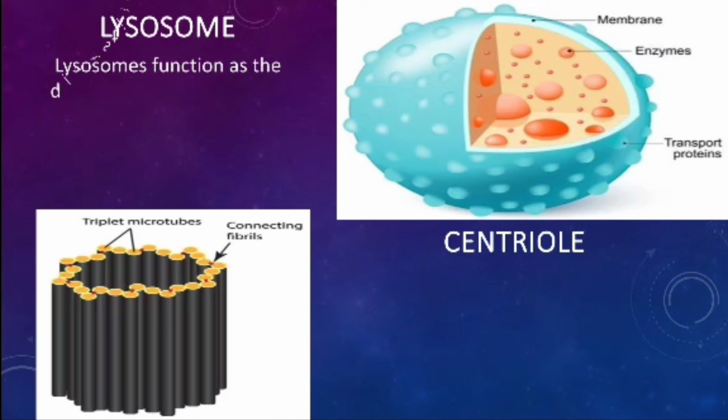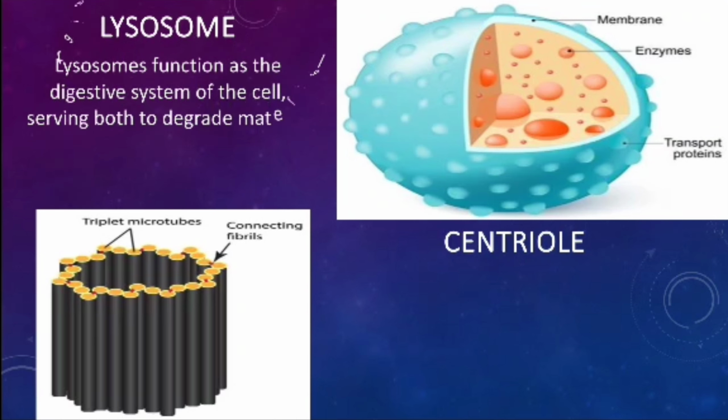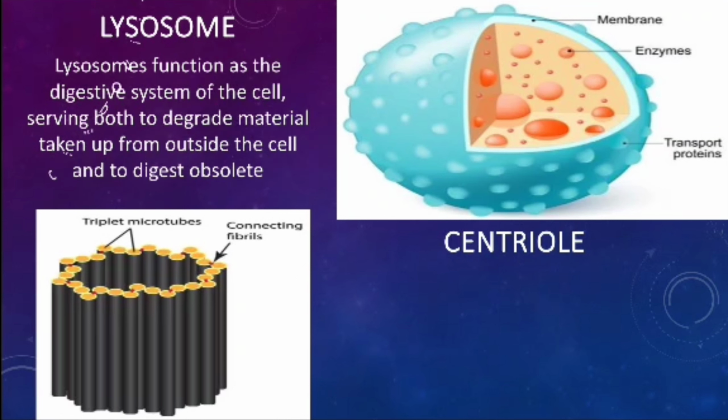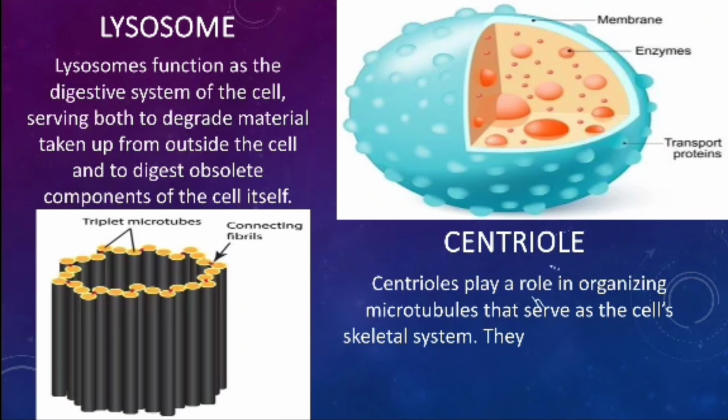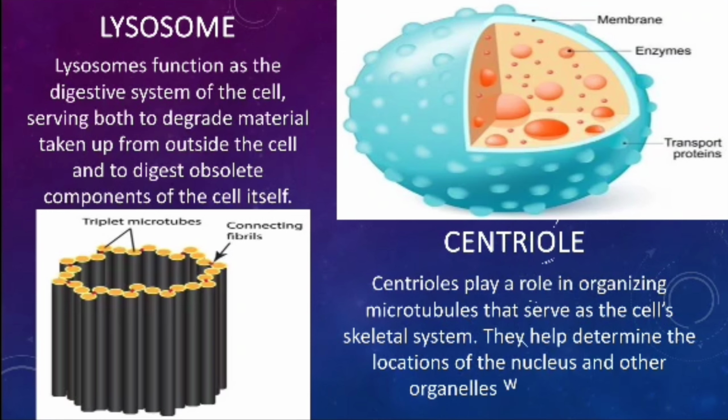Lysosomes. Lysosomes function as the digestive system of the cell, serving both to degrade material taken up from outside the cell and to digest obsolete components of the cell itself. Centrioles. Centrioles play a role in organizing microtubules that serve as the cell's skeletal system. They help determine the locations of the nucleus and other organelles within the cell.